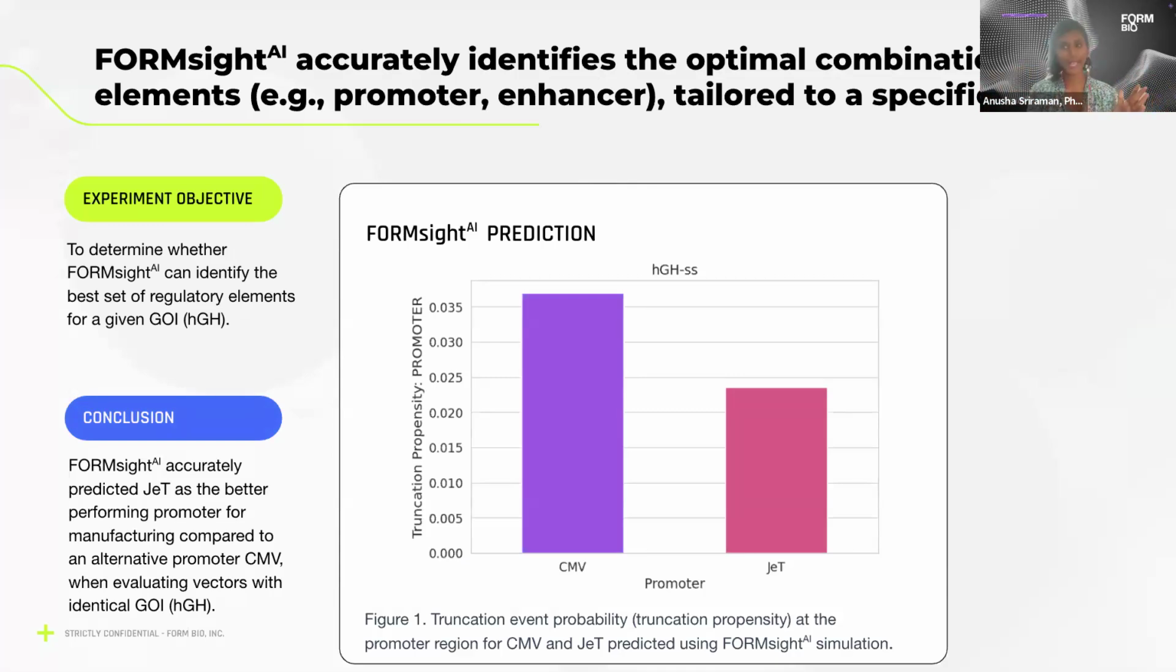In this case, on the x-axis, you see the 2 promoters, CMV and JET. On the y-axis, we see the truncation propensity, which is how much truncation risk is contributed by each of these different vector elements. Our model predicts that the JET promoter is expected to have lower truncation propensity versus CMV, which indicates that JET is predicted to package better. It's expected to have lower truncations overall, and this is going to impact the packaging efficiency of these vectors.